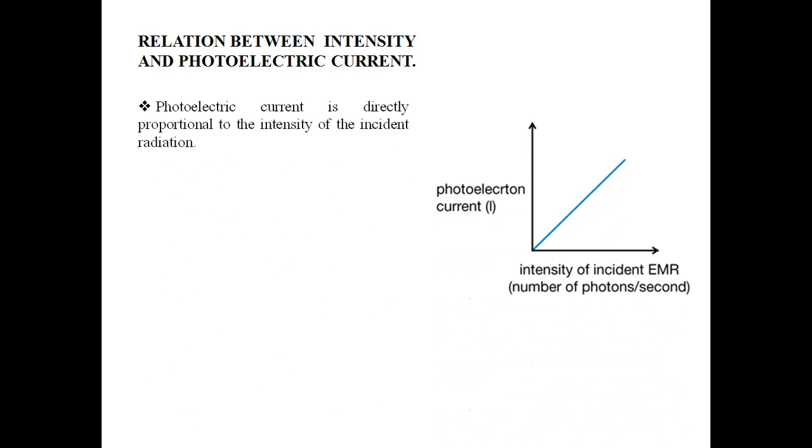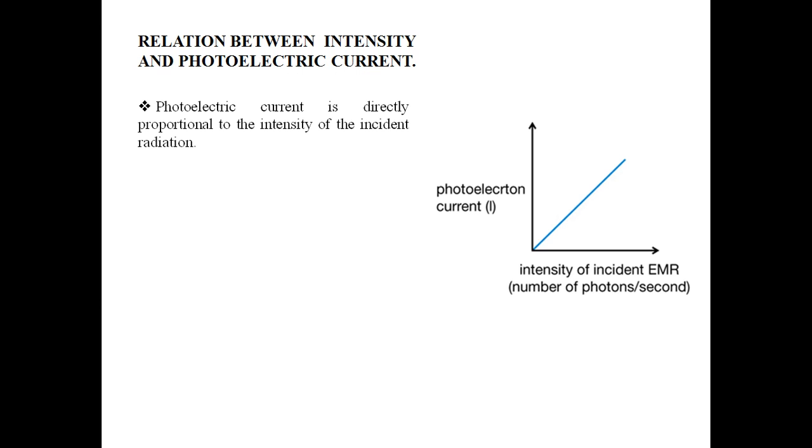Now we will discuss the relationship between intensity and photoelectric current. Here is a graph drawn between the intensity of incident electromagnetic radiation and photoelectron current. The straight line shows that the intensity of electromagnetic radiation incident on the metal surface is directly proportional to the photoelectron current.